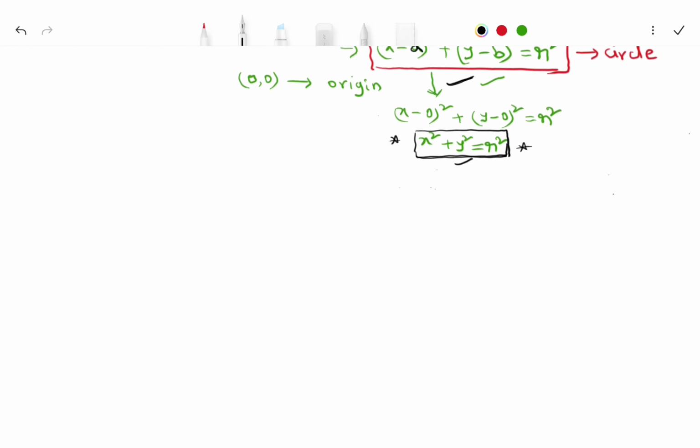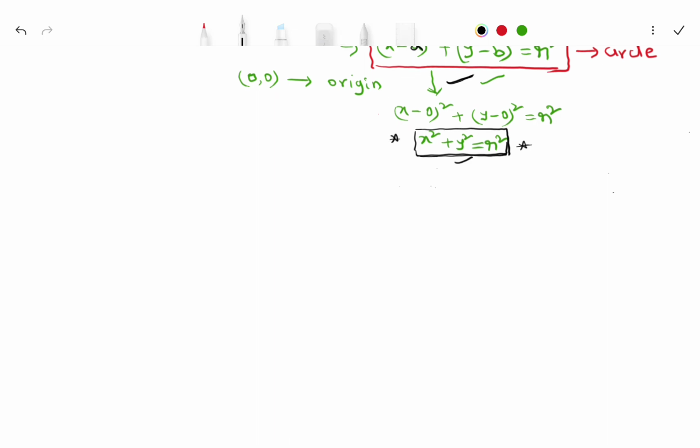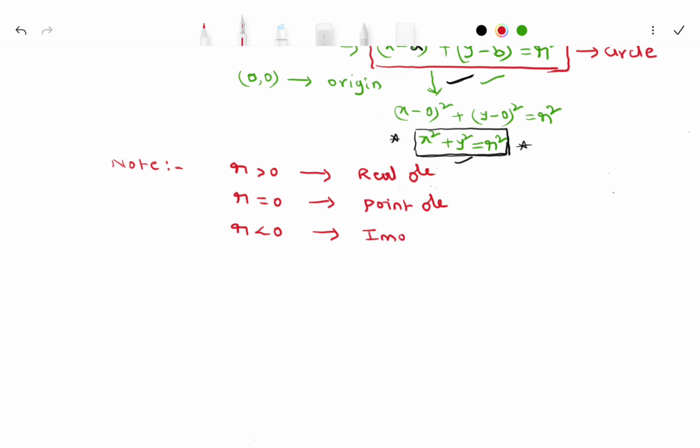Now we will discuss some concepts, some very important points. Note here that different conditions are there. What are the different conditions? Say the r value is greater than 0, then the circle is called a real circle. If r is equal to 0, then it is called a point circle. This one is the point circle, and if r is less than 0, this one is the imaginary circle. Right?